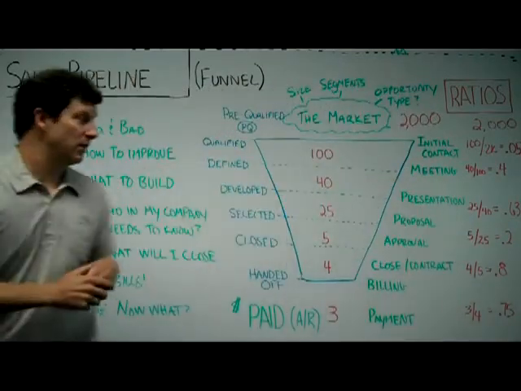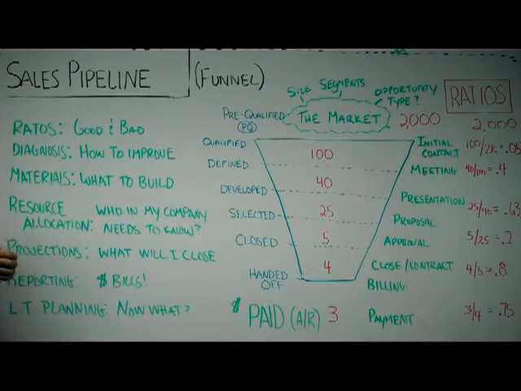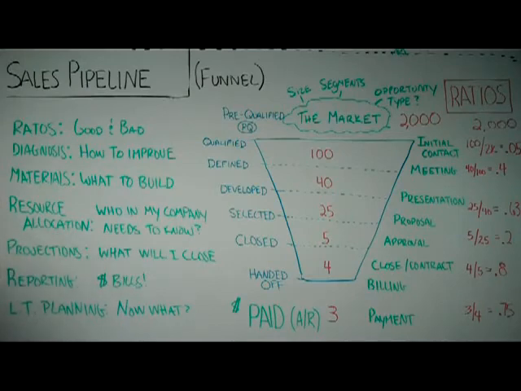So hopefully it's clear that maintaining an accurate pipeline, and really thinking hard about each of those levels and how you define them, is really important. Because how do I know what I'm doing good or bad? How do I know what to improve? How do I know what to build to improve it? Who do I put on the case internally in my company? What am I going to close? Am I going to generate any revenue? All of that flows out of it.